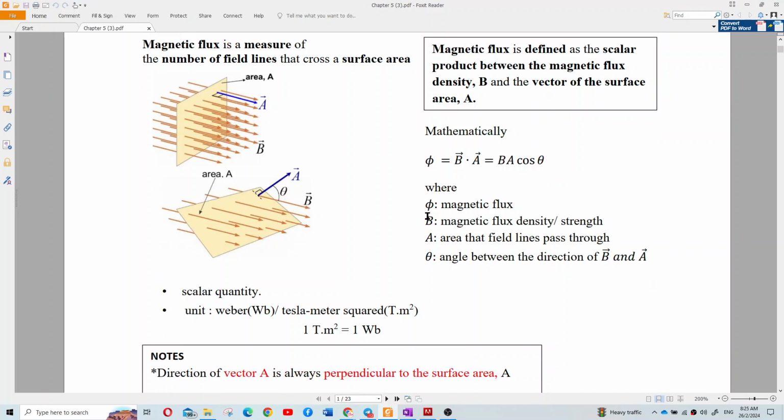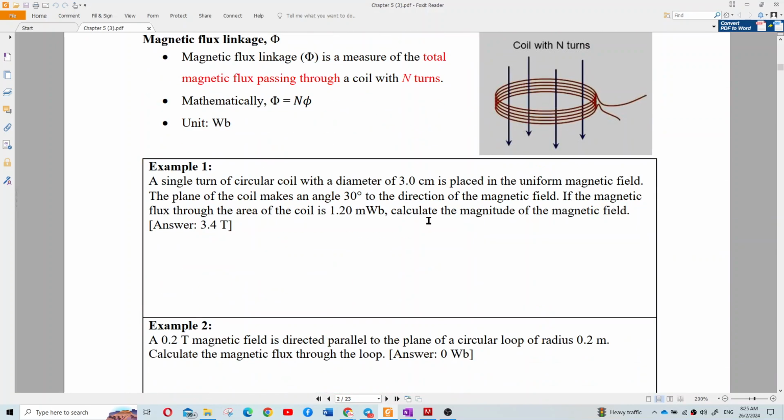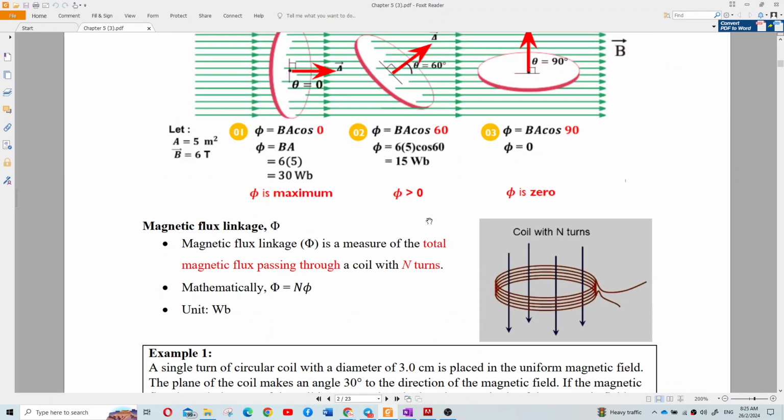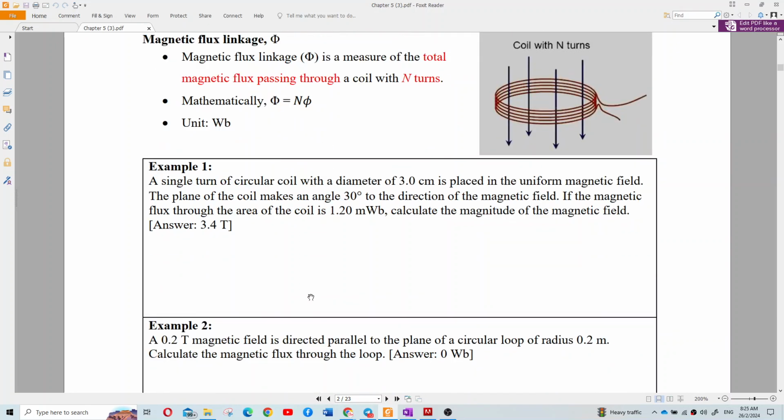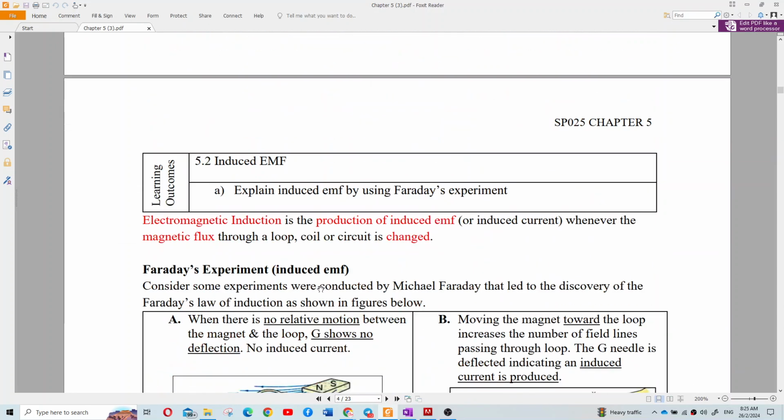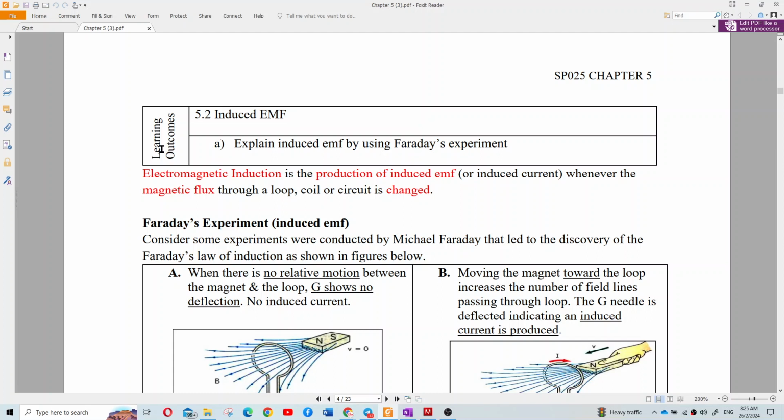All these factors affect the number of magnetic field lines passing through the area, or we call it magnetic flux. And then we have magnetic flux linkage. If we have multiple turns, then we multiply by N, and then we have magnetic flux linkage. Okay, so now let's talk about the following part. Induced EMF. Induced EMF means we generate electric.